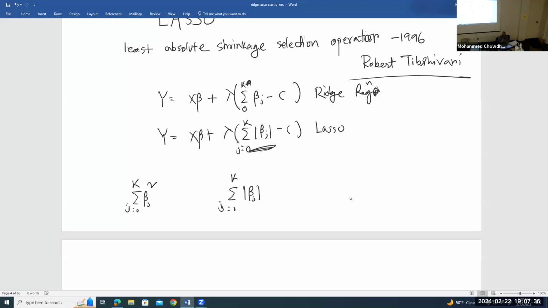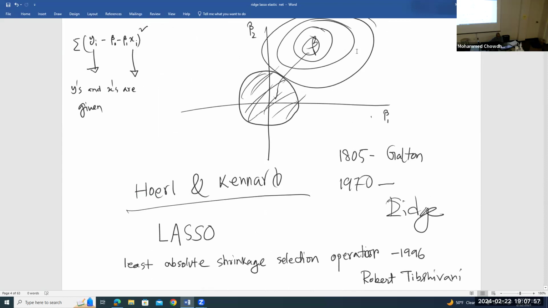I have a question. For the equation for the ridge regression, does it have a square for the beta j? Is it beta j squared or just... Okay. Let me explain these things.